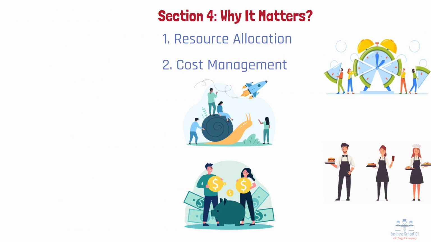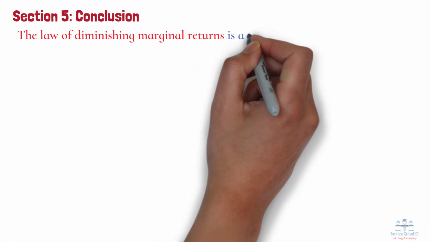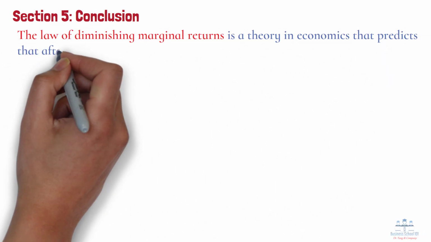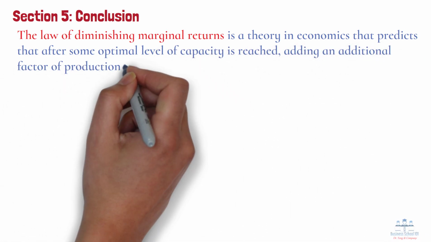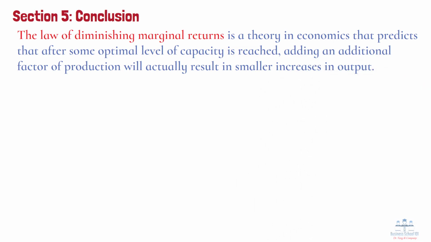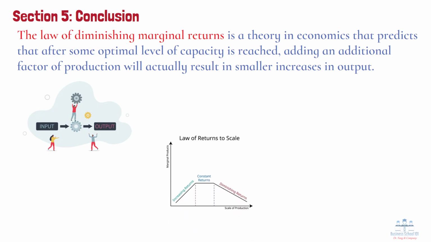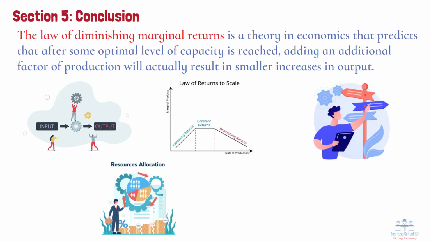Section 5. Conclusion. To wrap it up, the law of diminishing marginal returns is a theory in economics that predicts that after some optimal level of capacity is reached, adding an additional factor of production will actually result in smaller increases in output. It also shows that more input doesn't always lead to more output, at least not in the long run. Whether you're running a manufacturing plant, a farm, or a marketing campaign, understanding this principle helps you make better decisions about resource allocation and cost management.